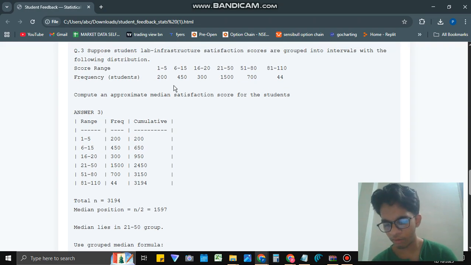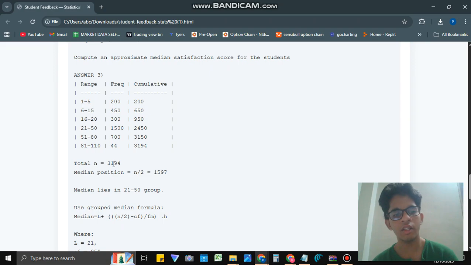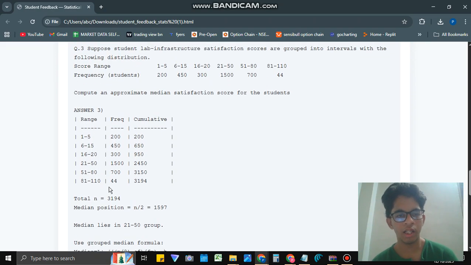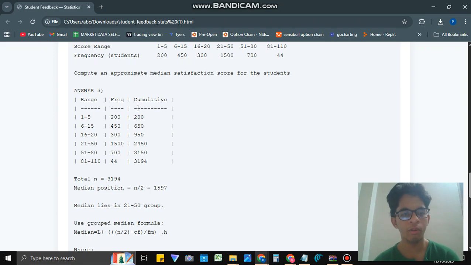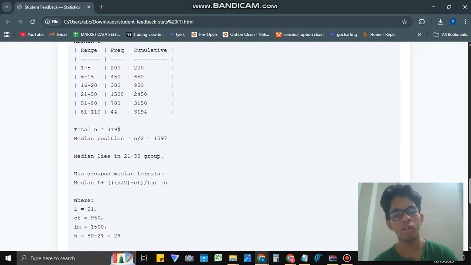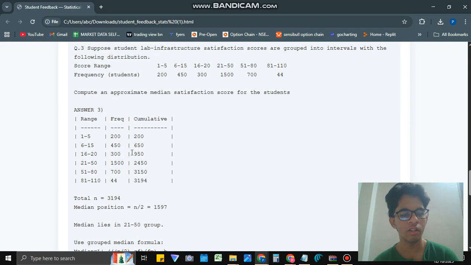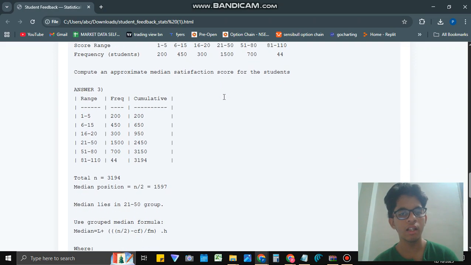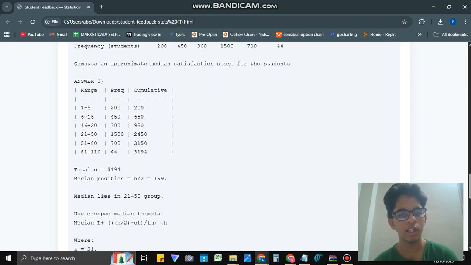First of all we will check how many data points we have. So here n is 3194, the total number of data points, which is the cumulative frequency, like 200 plus 450, 650, like that. So 3194. The median position: if it were odd it would be n plus 1 by 2, but here it is even, so it will be n by 2, which results in 1597. So where will 1597 lie? It will lie in the 21 to 50 bracket.